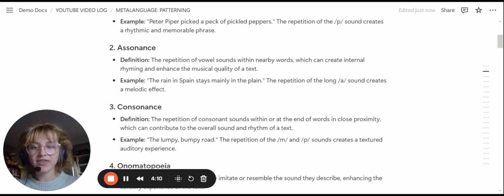Assonance. Here we've got the same vowel sound in the middle of words. So rain in Spain stays mainly in the plain. Same thing. It's about the rhythm and the melody of the way that we're speaking.